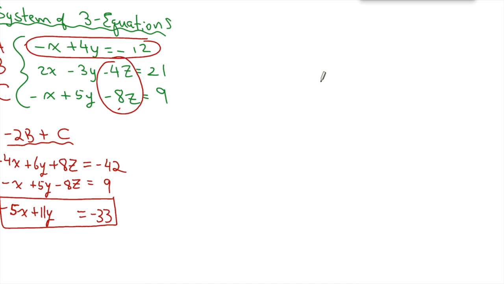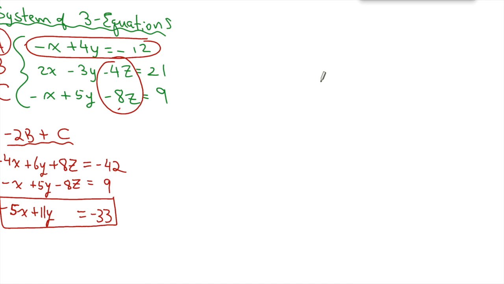I took B and C and I got rid of Z and I came up with this new equation, we're gonna call it D. So what can I do with D then? D is in terms of X and Y. Go all the way back to A: put D into A and do elimination on them.